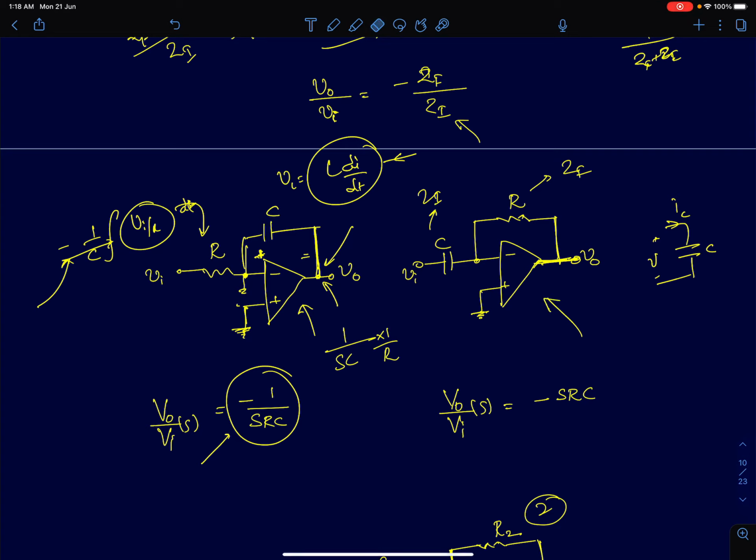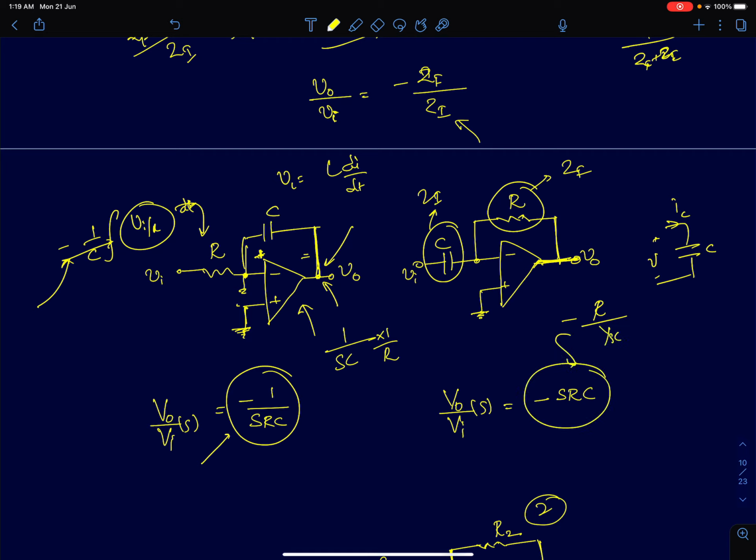We can directly write the transfer function by using the well-known result, which is the feedback impedance R with a minus sign divided by the input impedance, which is 1 by SC. So you'll get a transfer function of minus SRC. So you can see it's already a differentiator. Or we can see it this way. Instead of generating a current which is proportional to input, I can generate a current which is a derivative of the input voltage. So that's what is done here.